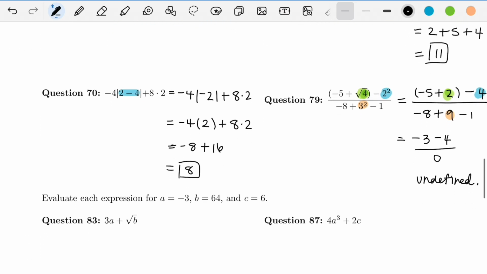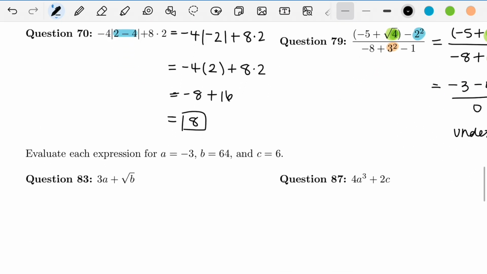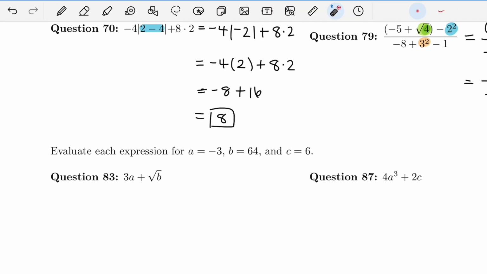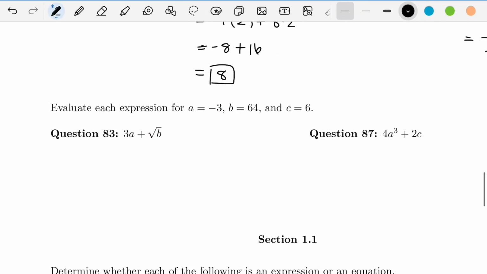All right, and the last 2 questions for this section here, what we want to do is we're given this expression, and then we're given values for our variables in these expressions. So all we need to do in this case is evaluate by plugging in the values for these variables. So for 83 here, we have 3a, and we know that a is going to be equal to -3, and we're adding the square root of b, and we're given that b is going to be equal to 64. So let's plug in that information.